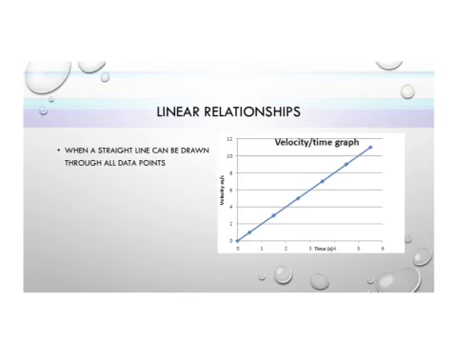There are two types of relationships we're going to look at. The first is a linear relationship, and all a linear relationship is when a straight line can be drawn through all data points. So after you've collected data and graphed the data, if you can make a straight line, or a relatively straight line, through all of the data points, then that would be a linear relationship.